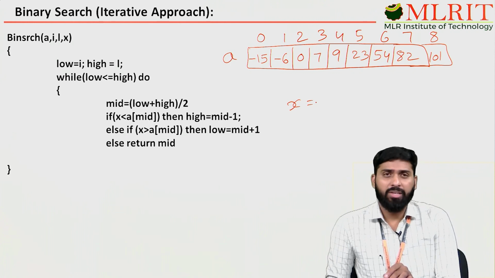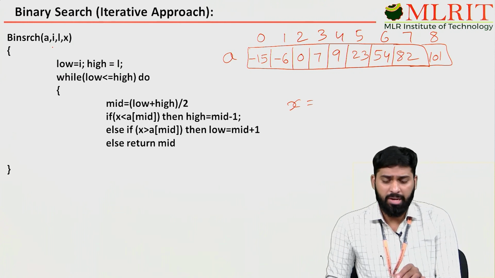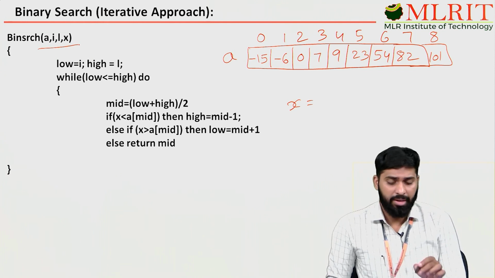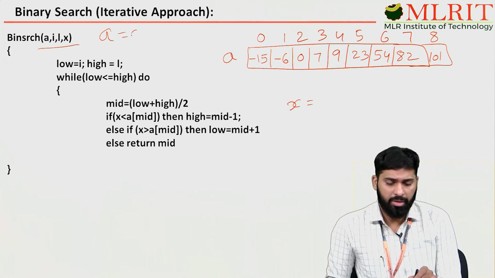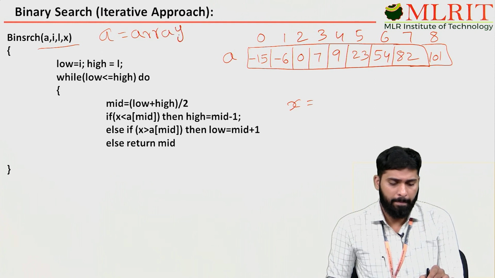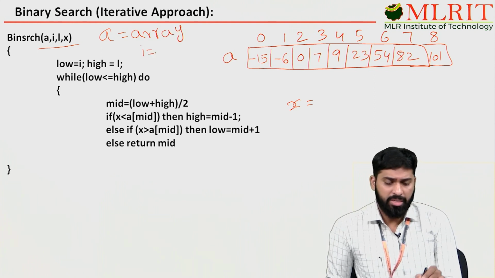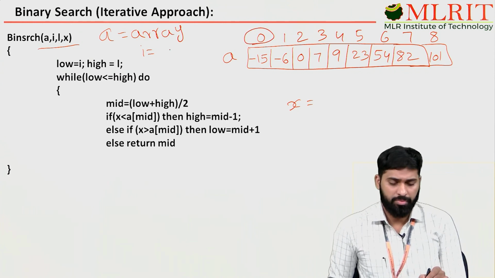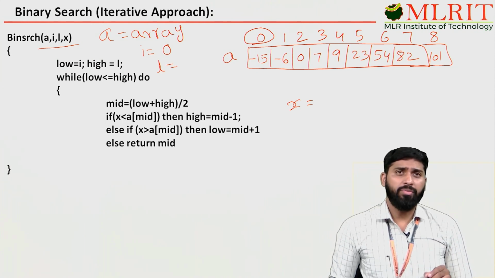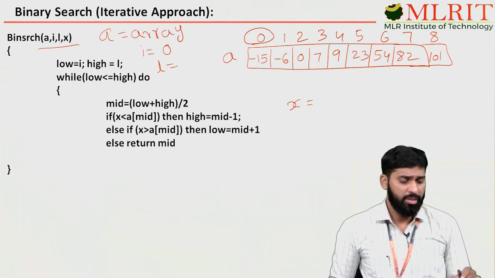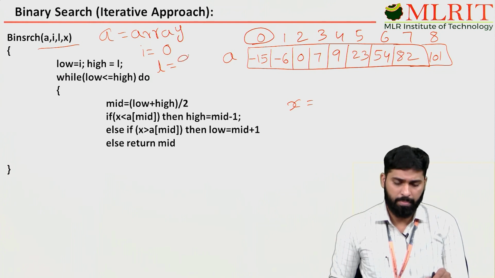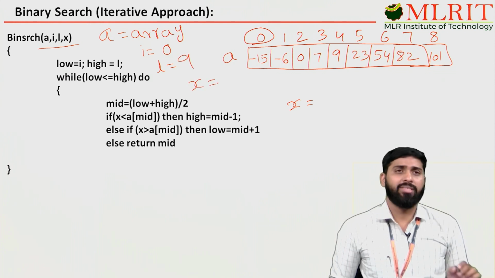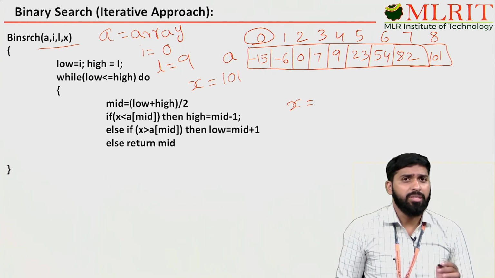Now, binary search of a comma i comma l comma x. What is a here? A is the array. What is i? I is the starting index, which is 0. L is the length of the array. The length of the array is 9, indexes 0 to 8. And x is the searching element. The searching element is 101.